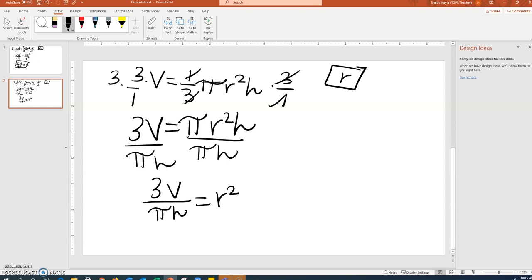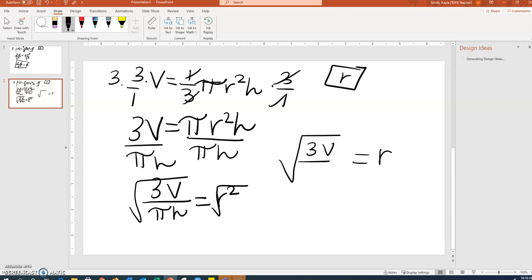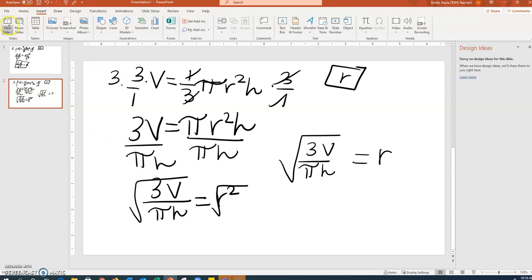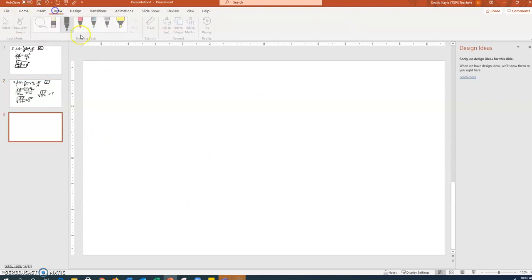Now, to undo squaring something, the inverse operation is to take the square root. Okay, so when I take the square root of r squared, I'm just going to get r. Okay, and this other one I can't simplify, so it's just going to be the square root of 3 times V divided by pi times h. So that's how you do number 3. And then there's one more. I think it was number 5.